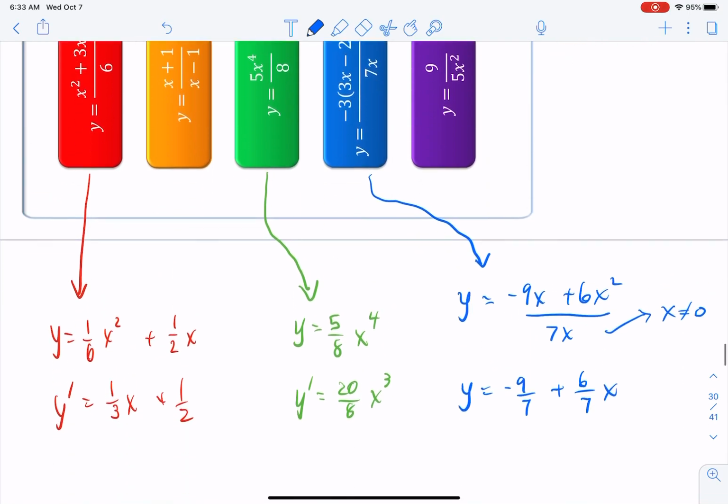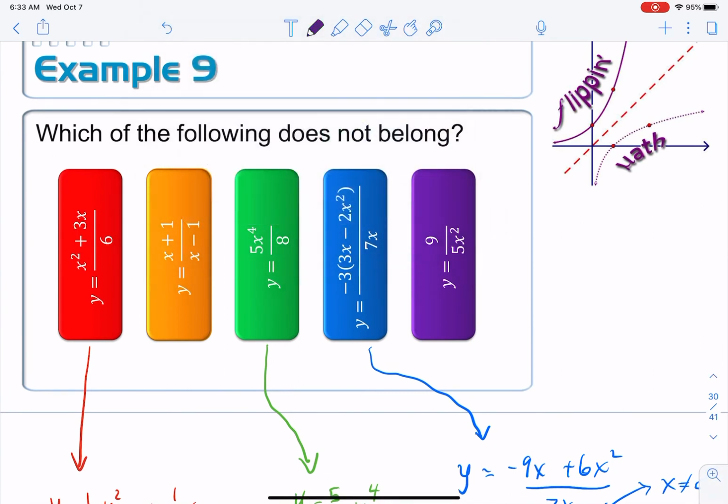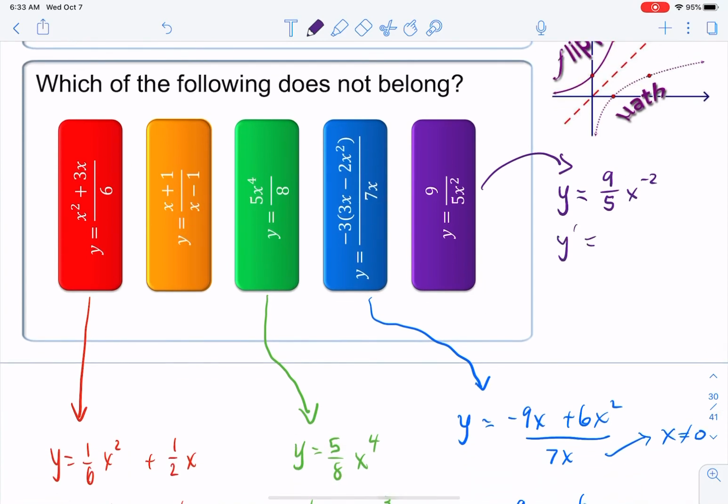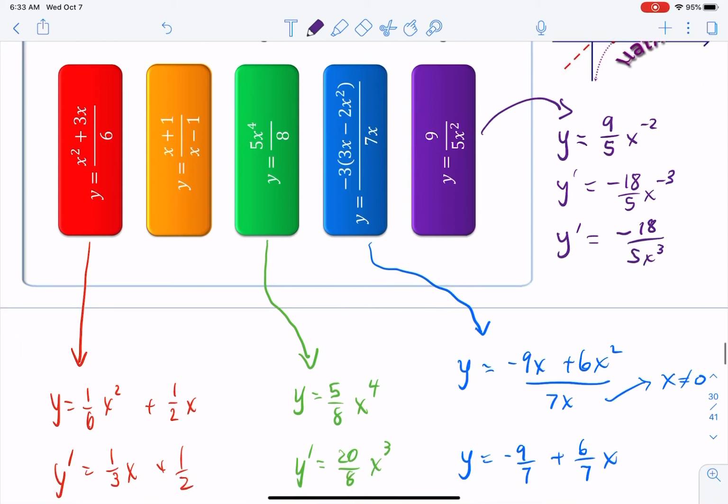Okay, and then purple. Dang it, ran out of space, but I'll just put purple over here. It's got to be the darker one, I'm thinking. Okay, I'll just put it right over here. So here you have the denominator having a variable in it. It's no worries. We would just write that as 9/5 x to the -2 power. Take its derivative thusly. Leapfrog that power down, and it's -18/5 x to the subtract 1 from that -3, and then rewrite it so it has a positive exponent. And I would have -18 over 5x cubed. Look at that, no quotient rule. Every single one of those.